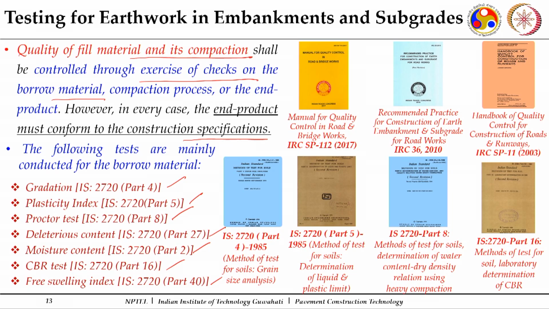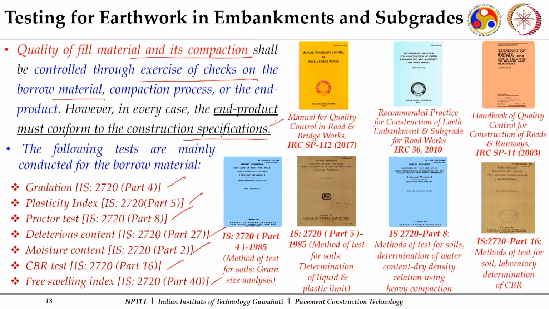And there are various specified guidelines to give an understanding of what kind of quality control checks are required. So, this is one manual for quality control in road and bridge works, SP 112. Then we have the recommended practice for construction of earth embankments and subgrade for road works, IRC 36. Earlier there was IRC SP 11, which is now amalgamated with IRC SP 112.